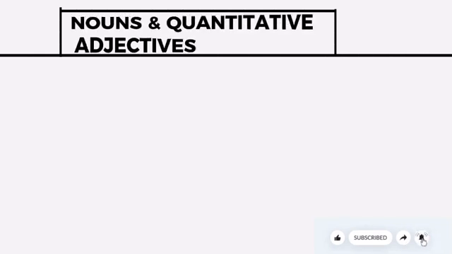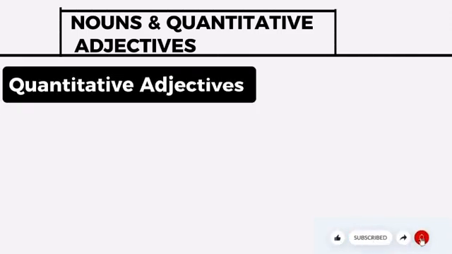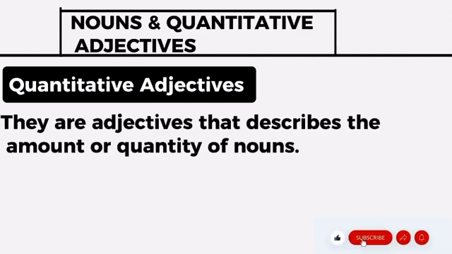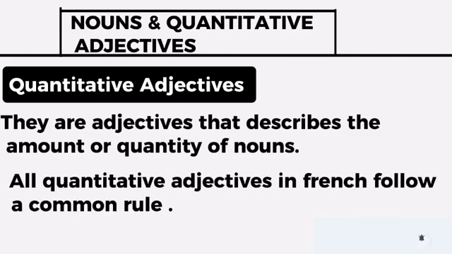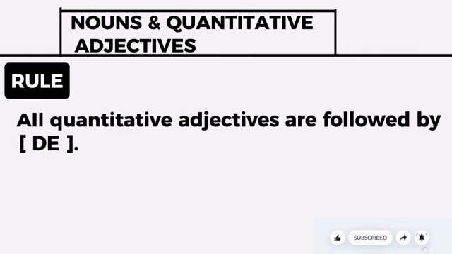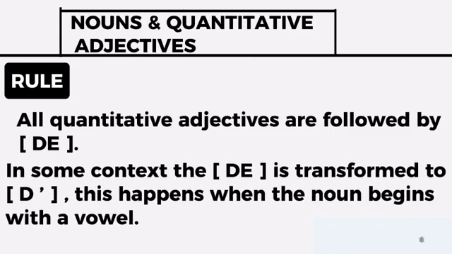Another very common mistake most people make in French is the relationship between nouns and quantitative adjectives. Just as the name goes, quantitative adjectives are adjectives that are used to describe the quantity or amount of a noun. All quantitative adjectives in French follow one rule, which is not very common to most French learners, and this is all quantitative adjectives are followed by "de." But in some contexts, the "de" is changed to the apostrophe.